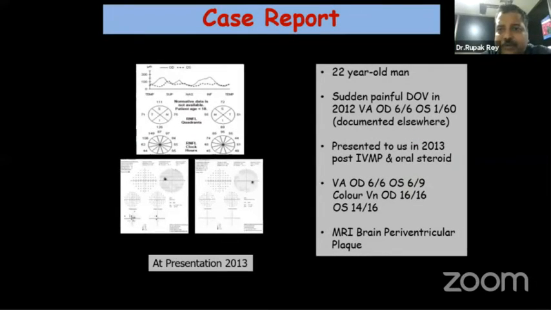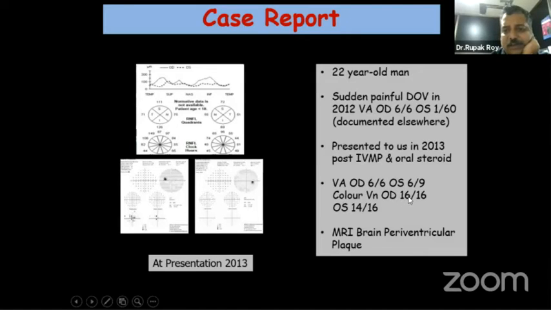So this is a 22-year-old man who had a sudden painful loss of vision, presented to us in 2013 post-IVMP and oral steroids. The visual acuity was 6/6 in the right eye. The old document showed visual acuity of 1/60 in the left eye. When he presented, the visual acuity was 6/9.